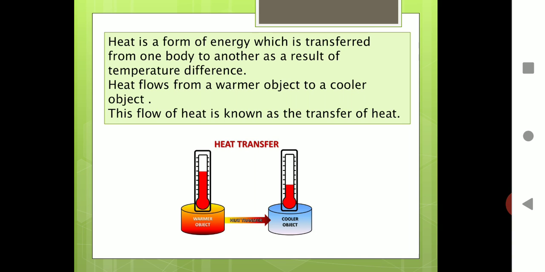As you can see in the figure below, the object placed at first is a warmer object. The temperature there is greater as recorded by the thermometer placed above that object, and the other object beside it is a cooler object as is indicated by the thermometer, which is showing a lower temperature reading. So here the heat is getting transferred from the warmer object to the cooler object.